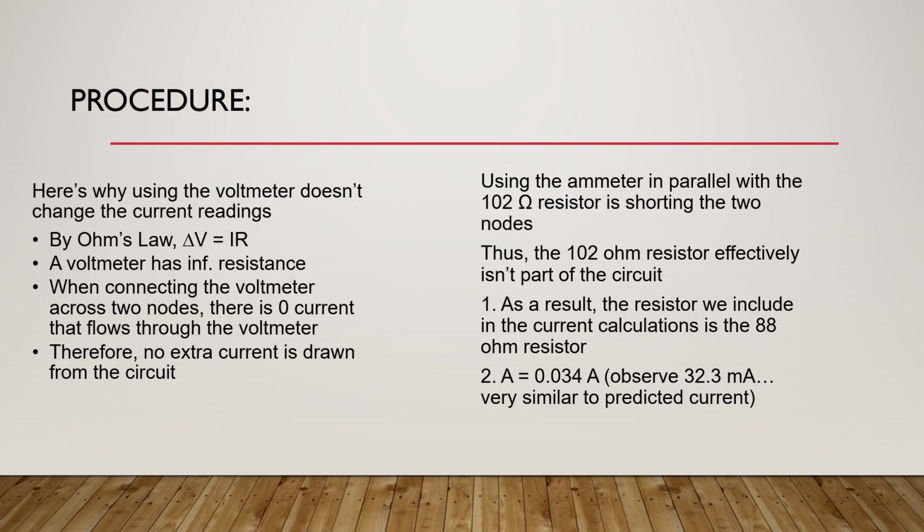Finally, a voltmeter doesn't change the current readings because a voltmeter has infinite resistance, and when connecting the voltmeter across two nodes, there is zero current that flows through the voltmeter and it hence draws no extra current.